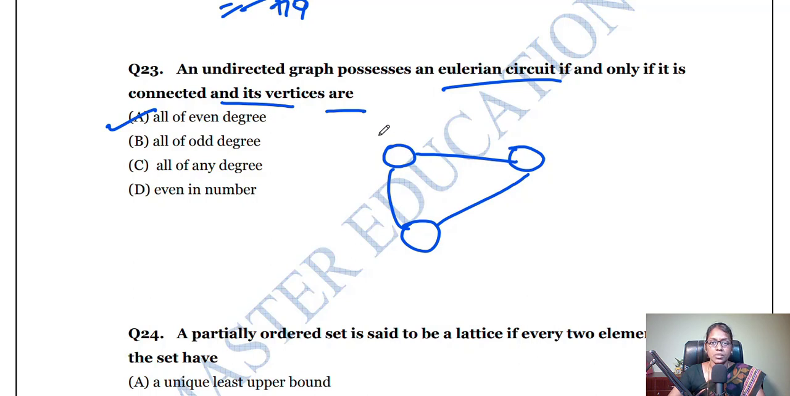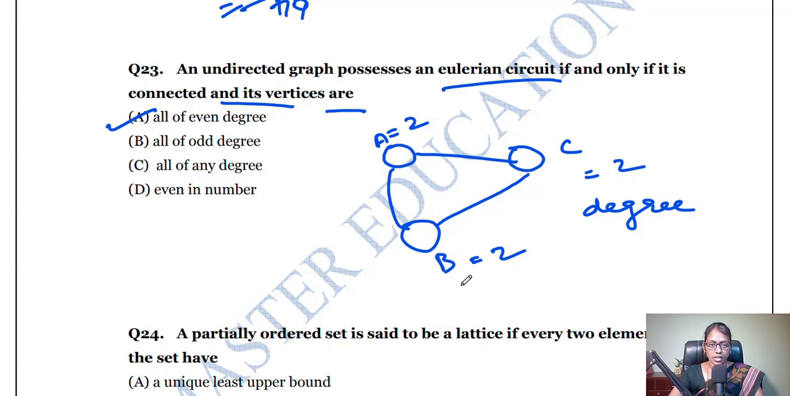For example, an Eulerian circuit exists only if it is connected and its vertices are all of even degree. Here A's degree is 2, B's degree is 2, C's degree is 2. So all the vertices have degree 2. Then it is called an Eulerian circuit. If all the vertices have even degree, then it is called an Eulerian circuit. So an undirected graph possesses an Eulerian circuit if and only if it is connected and its vertices are all of even degree.